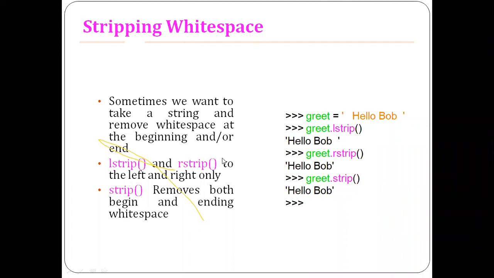There are three functions that you are using: lstrip, rstrip, as well as the strip function. So lstrip will remove the white space on the left side, rstrip will remove the white space on the right side, and strip will remove white spaces on both sides, that is the left as well as the right, or the beginning and the ending white spaces.